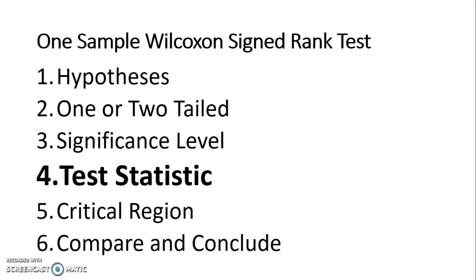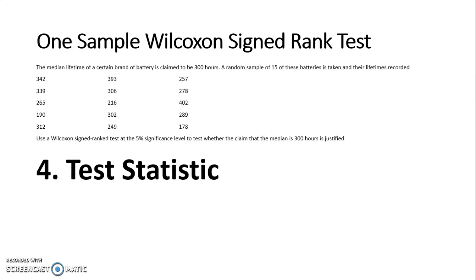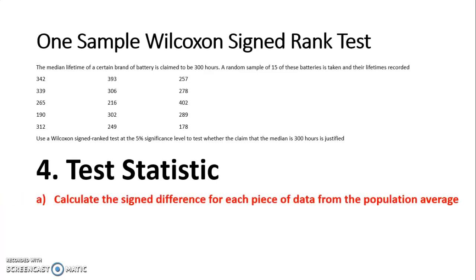Now we come to the test statistic. When you're calculating the test statistic for a Wilcoxon signed rank test, you should be following 4 steps. The first one is you calculate the signed difference for each piece of data from the population average. So you may want to pause the video and try and do this by yourself if you've done these before and you're using this as revision. So for each piece of data on the list, I'm going to work out if it is above or below my value 300 and how much.